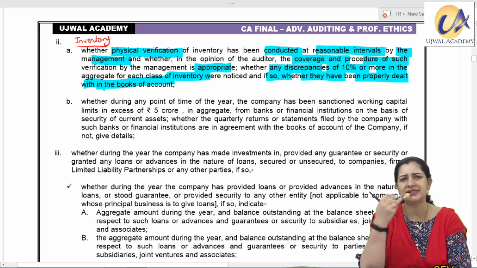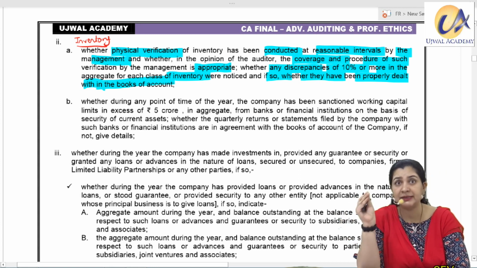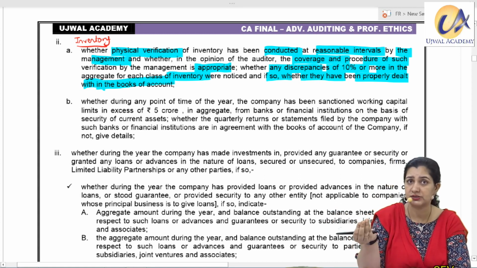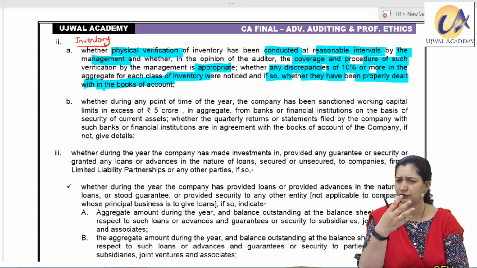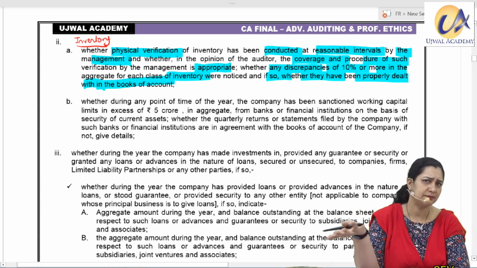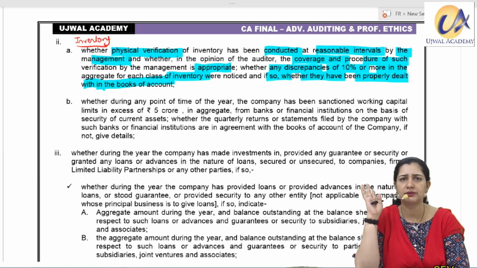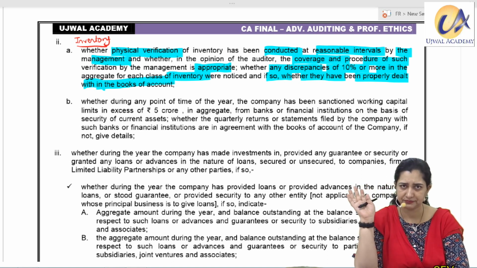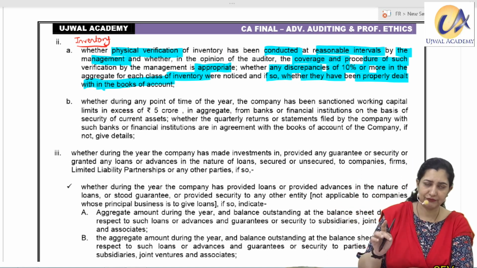See, inventory is an item where there can be discrepancies, differences. So if it is material, like 10% or more difference between what you see physically and what is there in the books, then the auditor will have to see whether it is properly dealt with. If not properly dealt with, report about it. Simple. Para 4 already told me: if you're not satisfied with anything or not able to check anything, give it in the report. So this is about inventory, simple physical verification.